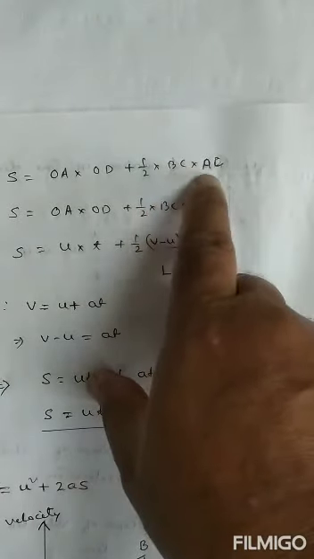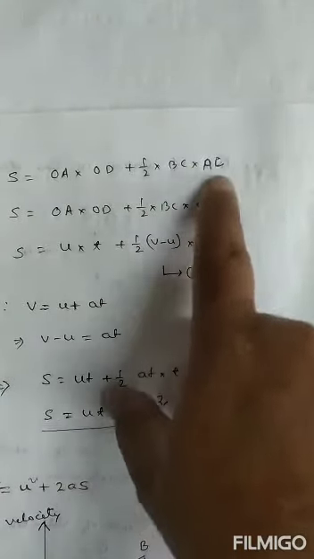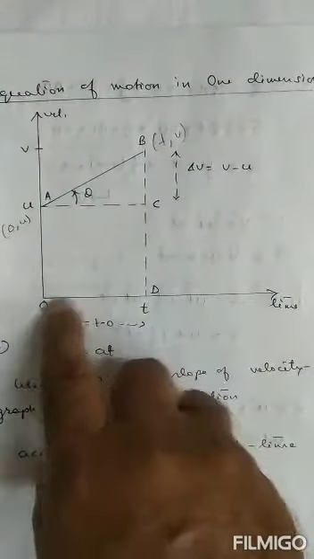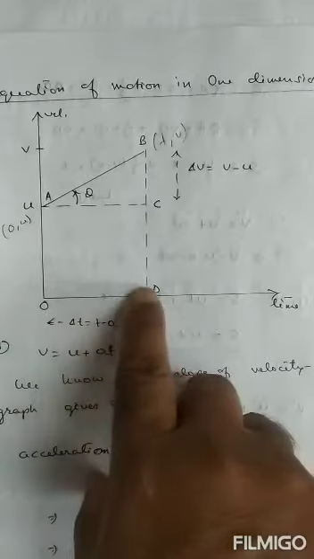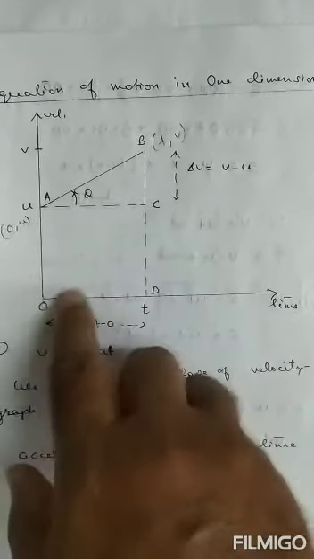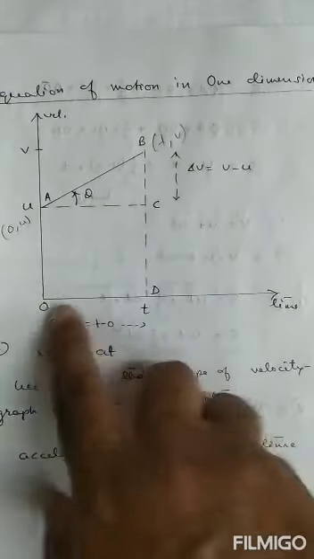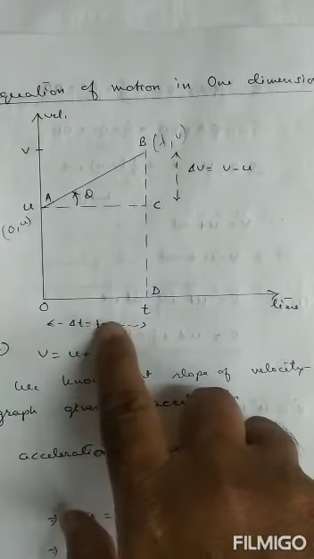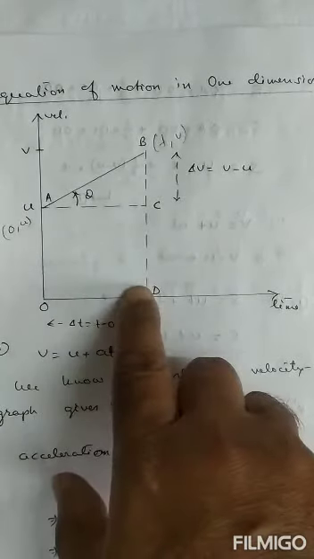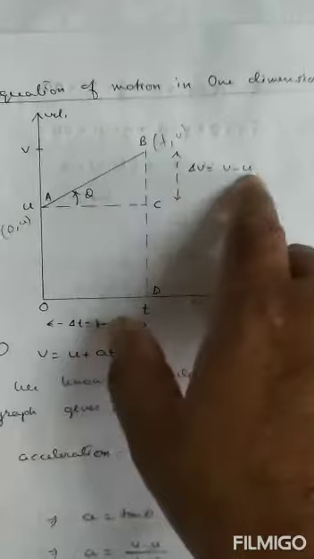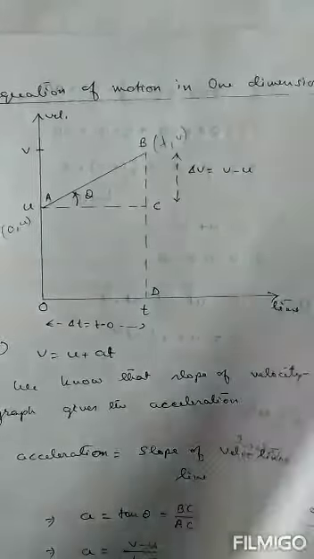Height is BC, base is AC. AC is also equal to OD. This AC and OD are equal to each other. This is T. This gives T minus 0, which means OD is T. And what is BC? BC gives you V minus U.